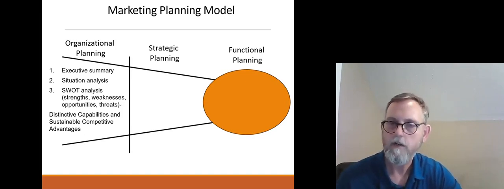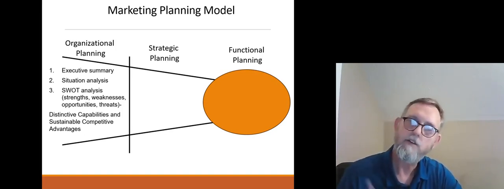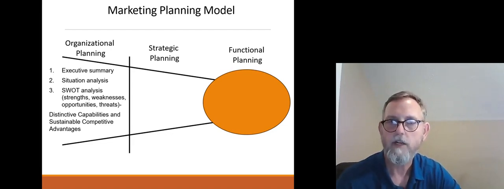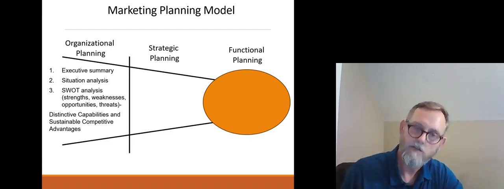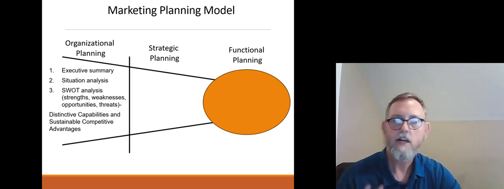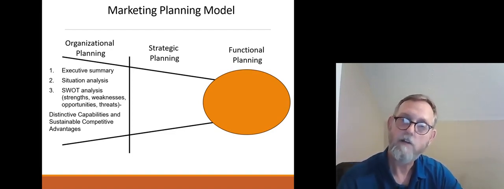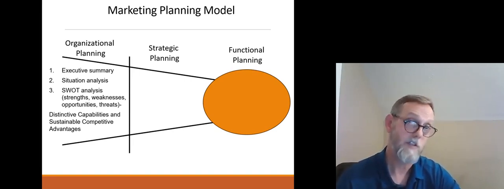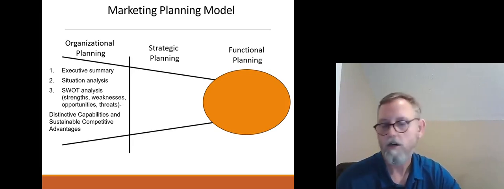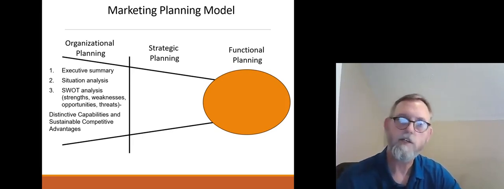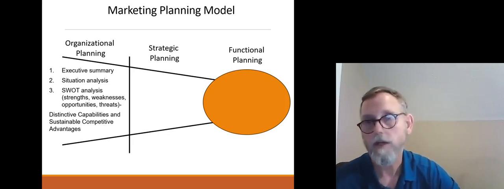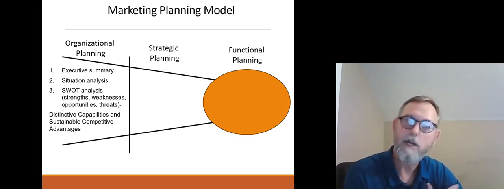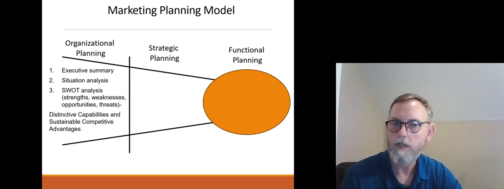When we look at the progression of a marketing plan from beginning to end, the very early stages of organizational planning include the executive summary, situational analysis, and things like internal strengths, weaknesses, opportunities, and threats. We also look at distinctive capabilities, the things that we do well, and identify what our resources are. Resources are things that we can leverage in the marketplace to gain a sustainable competitive advantage. So again, that's the beginning of the planning process.